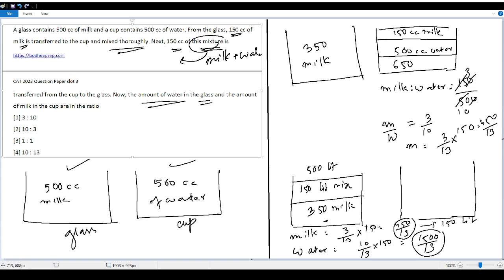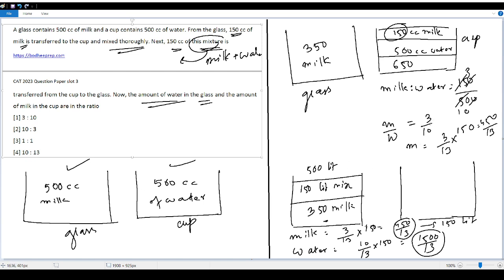Okay, so earlier 500 cc of milk was there in the glass, 500 cc of water was there in the cup. Okay, now 150 liter of milk has been removed, so this one becomes 350 liter of milk in the glass. Okay, and in the cup 150 cc of milk is transferred. Now 500 cc of water is there, so total it becomes 650 cc of the mixture. Now the question is that what is the milk and water over here? So milk is 150 and water is 500, right? So 150 by 500, that is giving me 3 by 10.